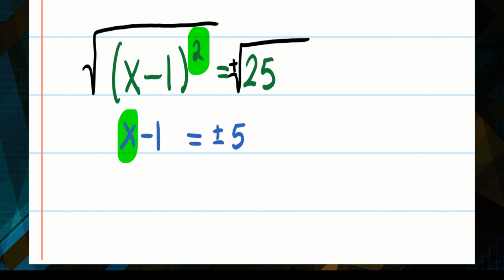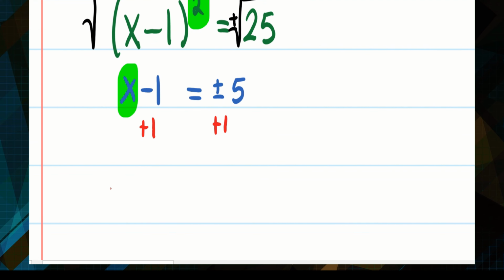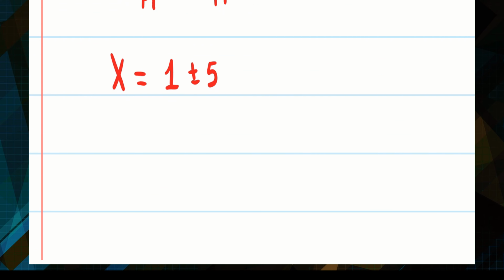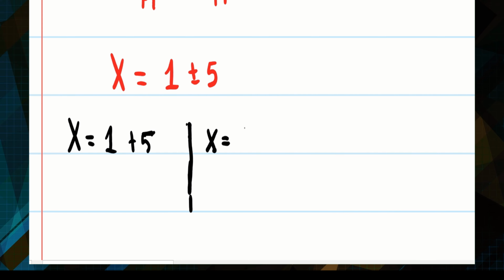X is still not by itself, as you can see there. So we're going to have to add the 1 to both sides. So now we get 1 plus or minus 5. And I didn't combine the 1 and the plus or minus 5 because the 5 had a plus or minus there. So let me set up my two equations here, one for positive 5, so I'm going to have 1 plus 5. And the second equation is going to have the negative answer, so x equals 1 minus 5.